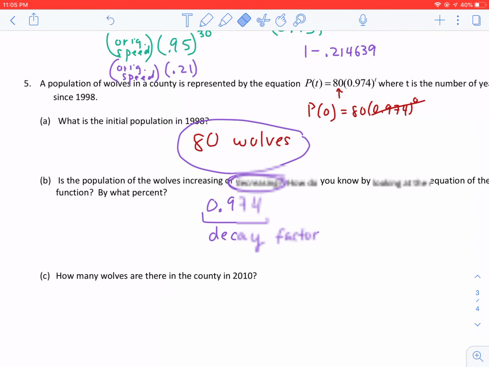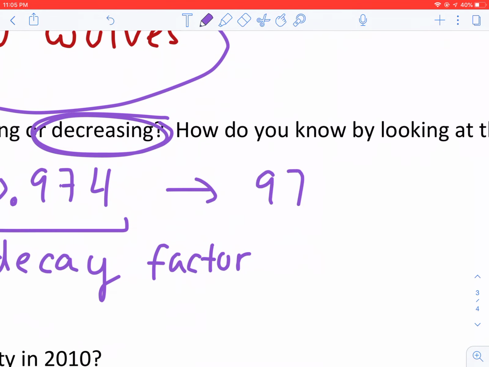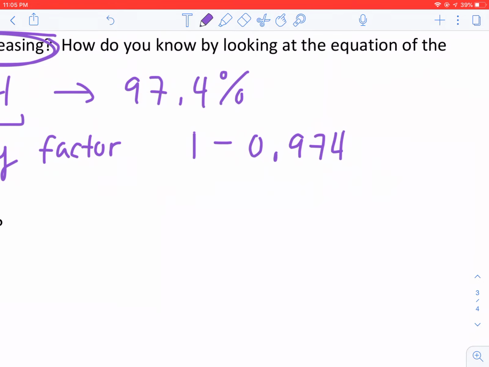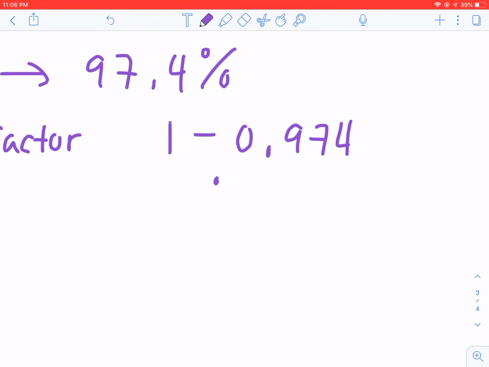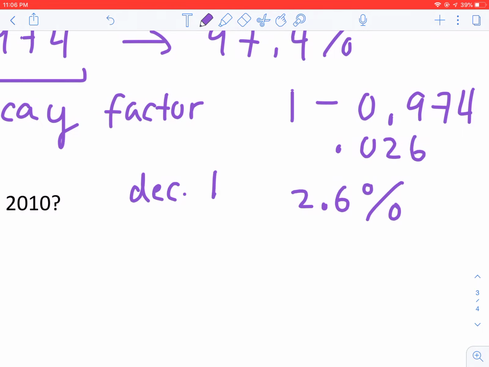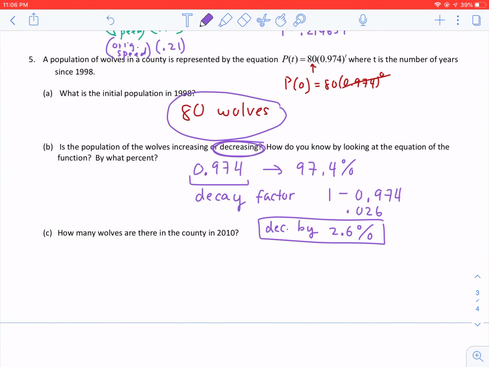So by what percent is it decreasing? Again, I don't know why I erased that, but it's not decreasing by 97.4%. It's decreasing by 1 minus 0.974, and that's equal to 0.026. So the rate of decrease is 2.6%. Wouldn't it make sense that we're losing 97% of the wolves each year? We're losing 2.6% because we have 97% of them left after each year.